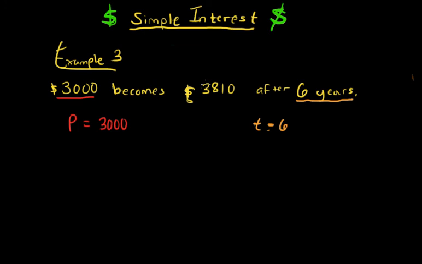Now, be careful. This number right here is suspicious. That is not the interest. Remember, the interest is that extra amount that you earned. So if it started at 3,000 and now it's 3,810, then the interest must be the difference, or $810. So the extra amount, they earned $810. I think now we can find the interest rate. So let's plug all our numbers in.